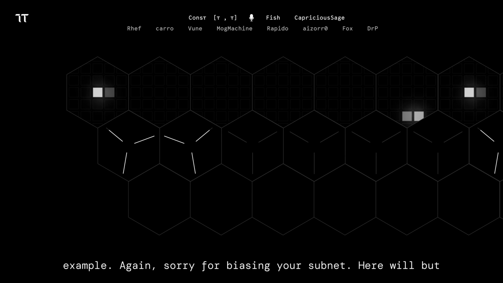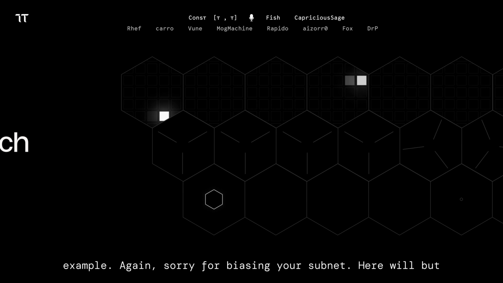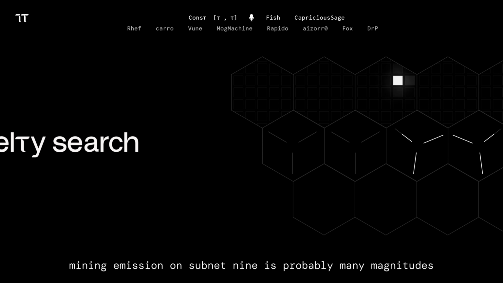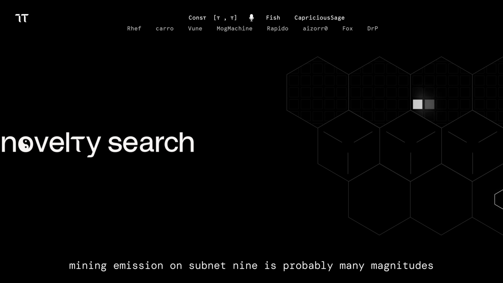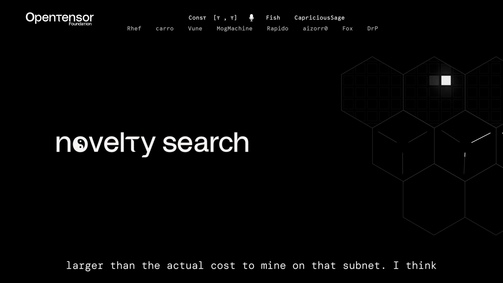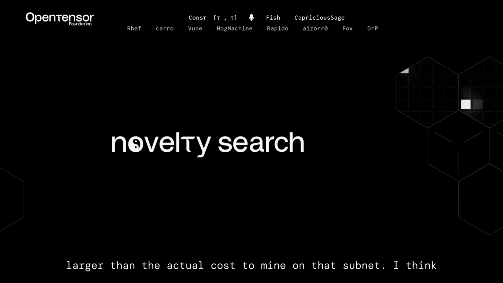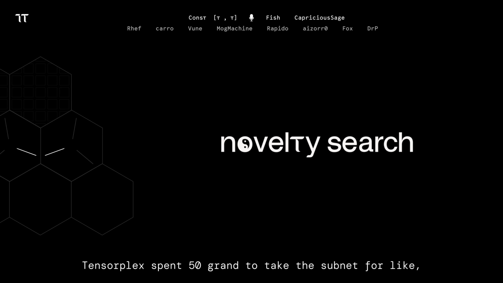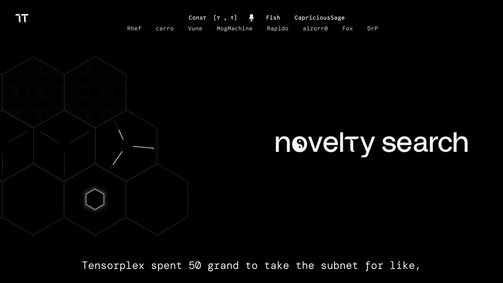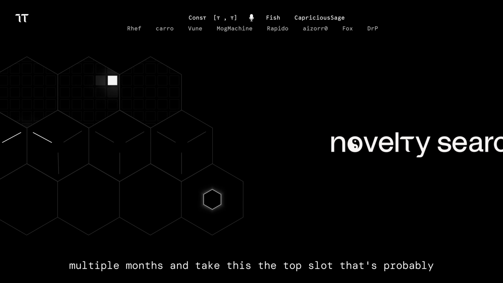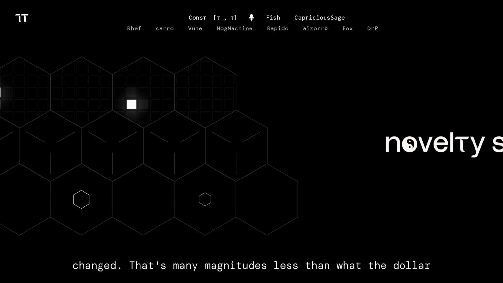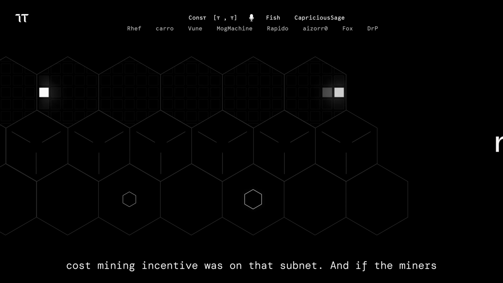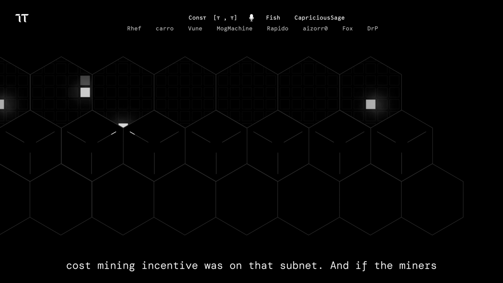Again, sorry for biasing your subnet here, Will, but mining emission on Subnet 9 is probably many magnitudes larger than the actual cost to mine on that subnet. I think TensorPlex spent 50 grand to take the subnet for multiple months and take the top slot. That's probably changed. That's many magnitudes less than what the dollar cost mining incentive was on that subnet.